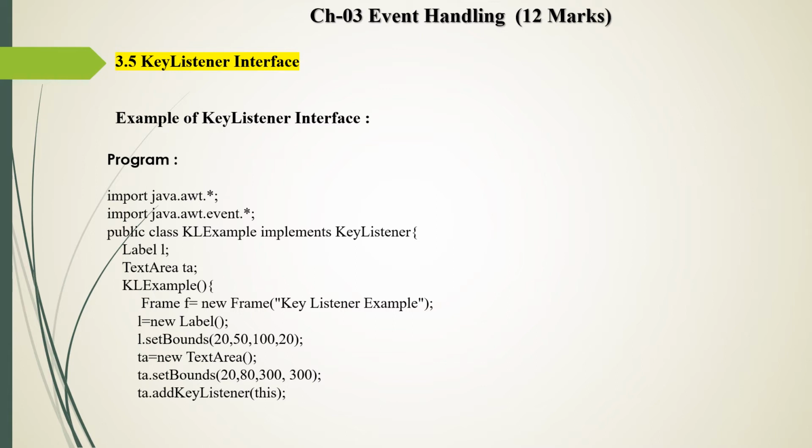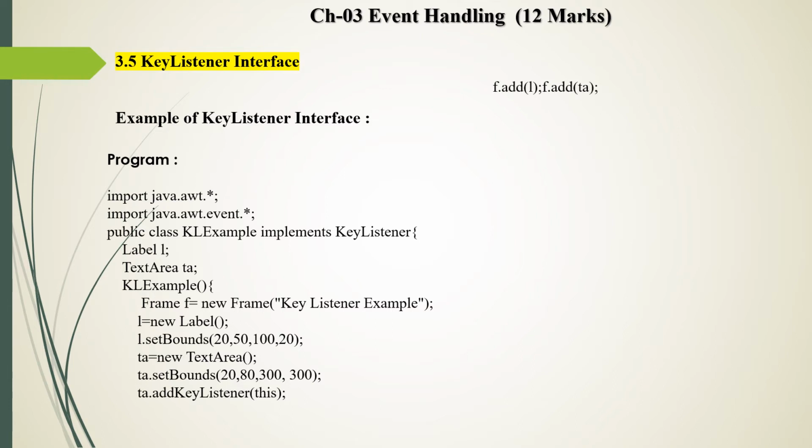TA is the object of text area, and addKeyListener is the method to register our text area with the listener. So remember this: TA is the object of text area and the key listener is registered with the text area. So TA.addKeyListener, inside the brackets, pass this.